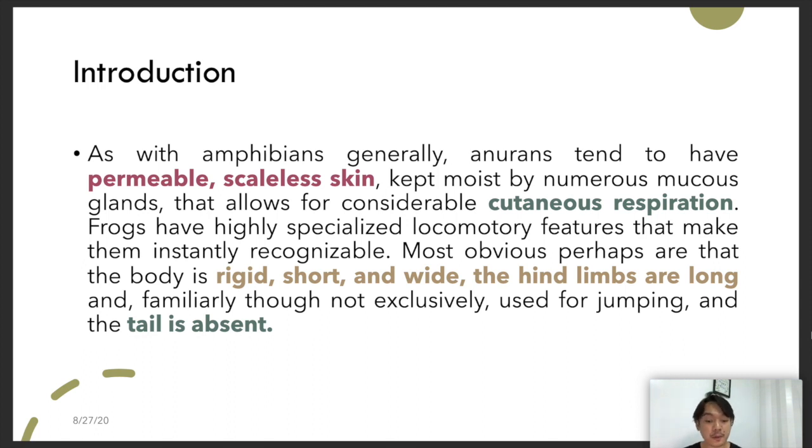They are using, at the same time, aside from their nasal passages, their skin for respiration. Frogs have highly specialized locomotor features that make them instantly recognizable. So they have unique features, and most obvious perhaps are that the body is rigid, short, wide, and the hind limbs are long. So these features of their bodies are used for jumping, and the tail is absent.